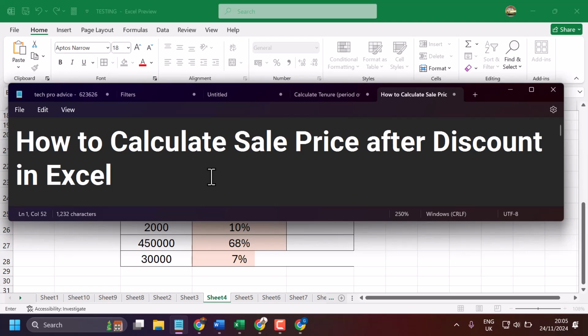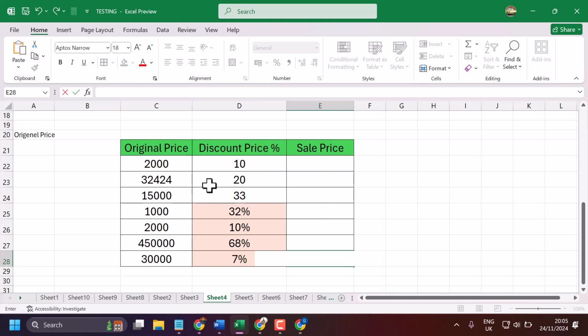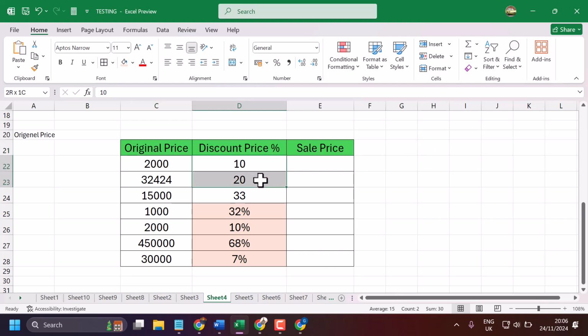In this video, I will show how to calculate sale price after discount in Excel. So we have this example data. For an item, the original price is 2000 and we have a 10% discount. But make sure in this column we don't have the percentage symbol. We just have a normal number. In the number format, we selected General.